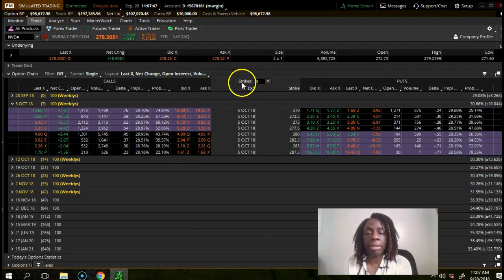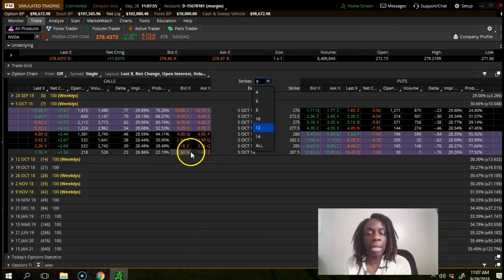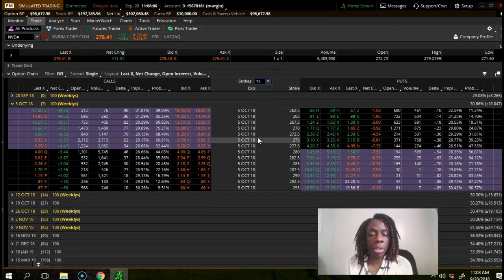Now here it says strikes 8. We can actually pull up as many. Right here it shows us 1, 2, 3, 4, so eight prices here on the call side, and 8 here on the put side. I usually like to have a few more to look at whilst I'm shopping around for which contract might be best for me to buy today.